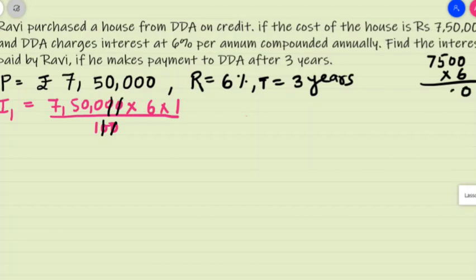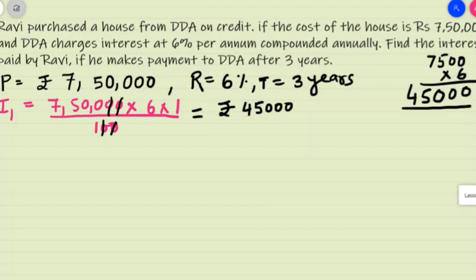So 6 0 is 0, 6 0 is 0, 6 5 is 30, 0, 3, 6 7 is 42 and 3 is 45. So 45,000 rupees is the interest to be paid for the first year on 7,50,000. So first year interest is 45,000.